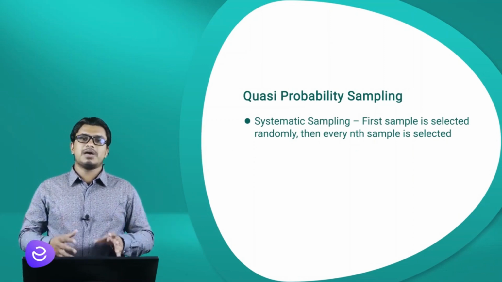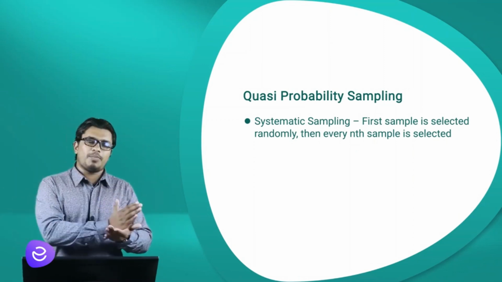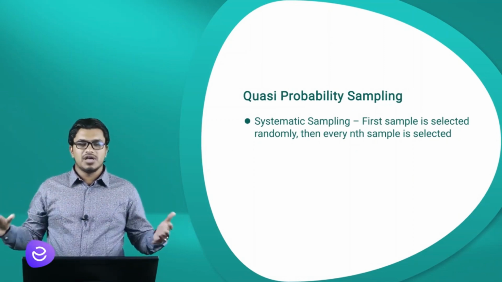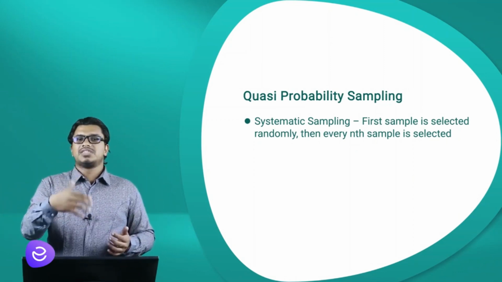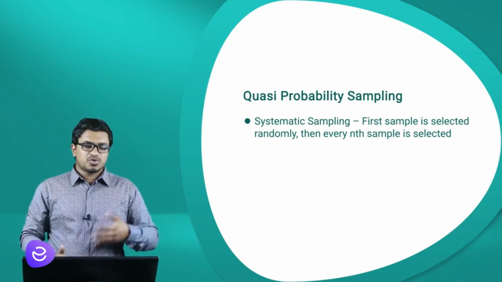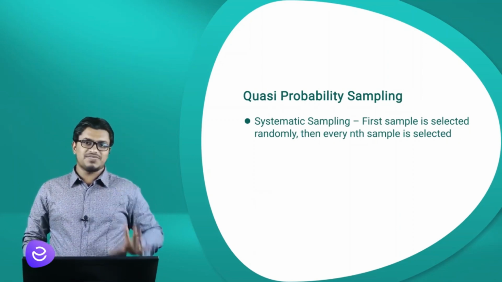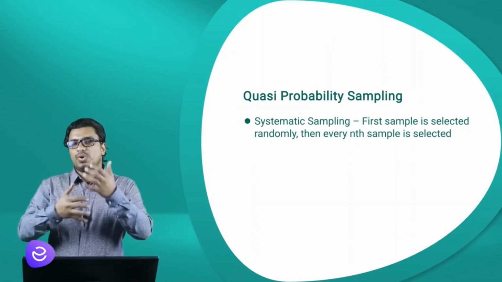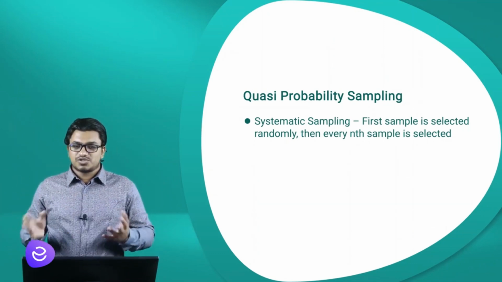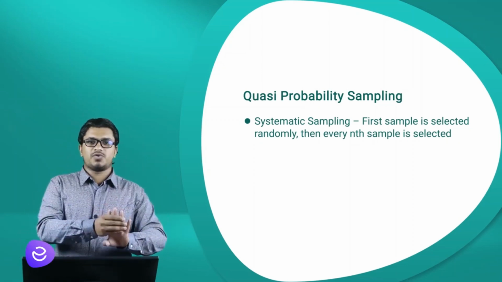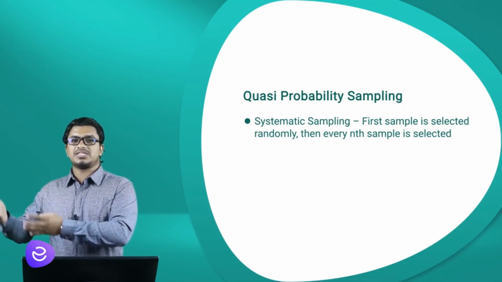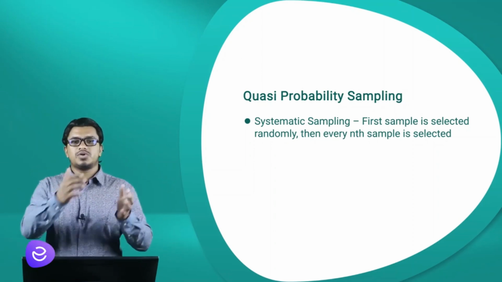For example, the first sample is selected as the 4th. The population is given an order, in ascending or descending order. For example, if there are 30 students in a class, the 4th student is selected as the first sample. Then we select every nth student. For example, the value of n is 10. So if the first student is the 4th, the next sample is the 14th student, then the 24th student, then the 34th student, the 44th student. So it goes like that.